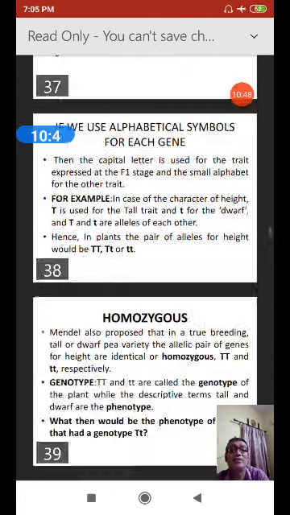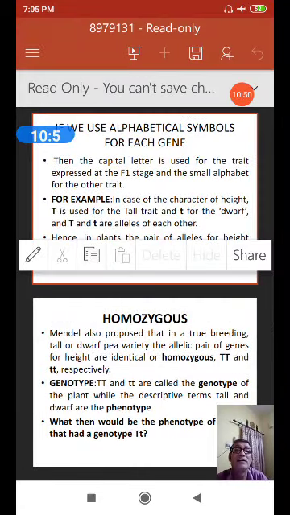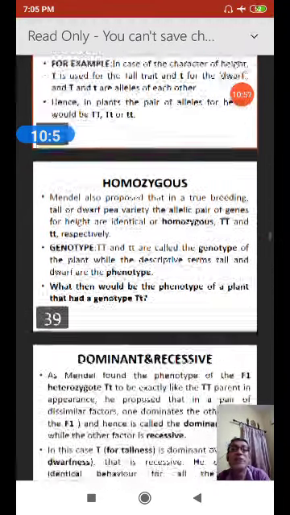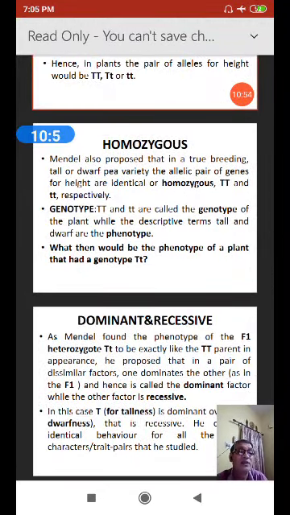Ultimately the concept of homozygous came. That is the homozygous concept. If you would like to explain, we propose that in true-breeding tall or dwarf pea varieties the allelic pair of genes for height is identical. Capital T capital T and small t small t are the genotypes; tall and dwarf are the phenotypes.